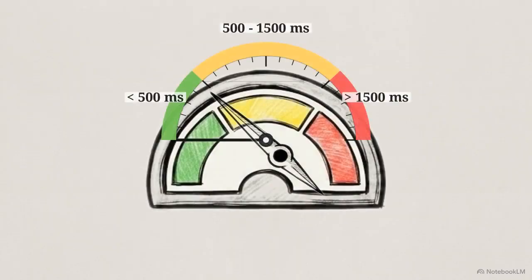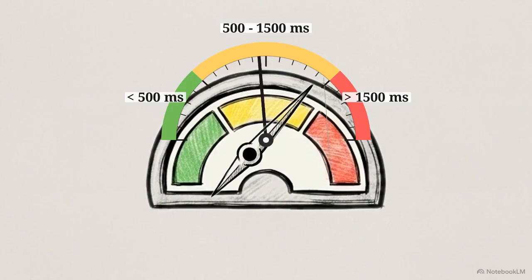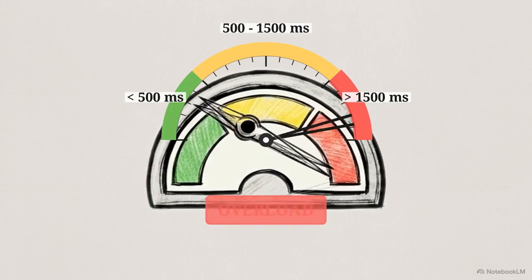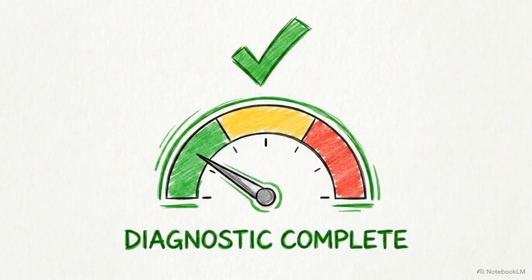This gauge tracks response time in milliseconds. Under 500 milliseconds is green, indicating a fast connection. As the needle moves into the 500 to 1500 yellow range, performance degrades. Crossing the 1500 millisecond red threshold means the overloaded server is struggling to survive. Monitoring these exact millisecond response times provides the early warning data required to catch a struggling server before it crashes completely. This brings us to a frustrating paradox.